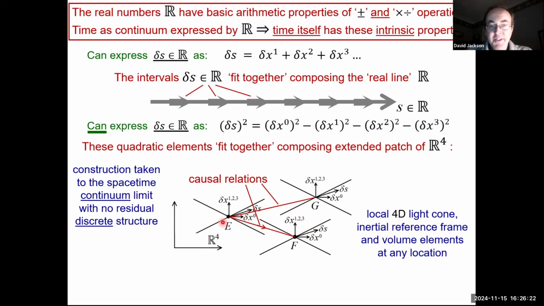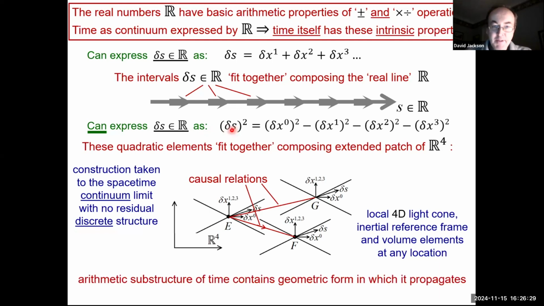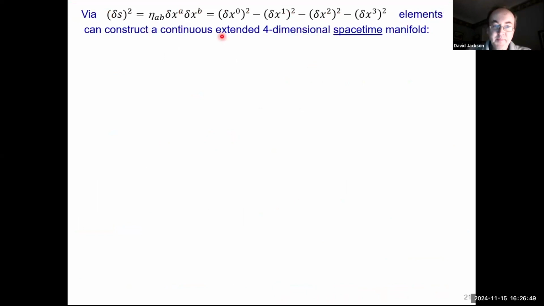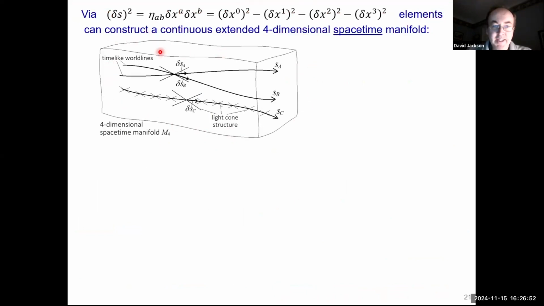So the idea is to use this arithmetic intrinsic substructure of the real line to express time flowing in a space-time. So the arithmetic substructure of time contains a geometric form within which it propagates. That's the basic idea of the theory. Rather than thinking of the geometry in space existing first, then drawing a line of time in it, time can carry with it this substructure, which we can interpret as a space-time structure. And that can be taken to an extended manifold structure, a larger manifold, with the same construction.